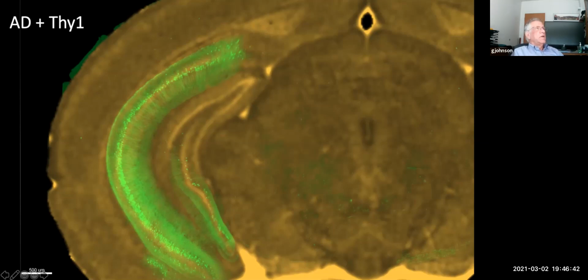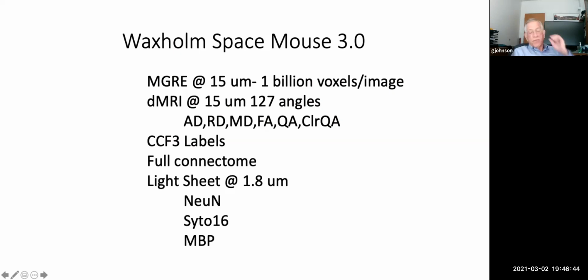And we believe that this combination of MR and light sheet together opens just an enormous opportunity for understanding brain structure. So to propagate this back into our genetics world, we've developed yet another atlas. Our original atlas, Voxome Space, was built back in 2010, and we are now building a new one based upon gradient echoes at 15 micron, diffusion MR at 15 micron, 127 angles. We generate all of these different contrasts: axial diffusivity, radial diffusivity, mean diffusivity, fractional anisotropy. We've generated a new set of labels that are consistent with the Allen Brain Atlas.